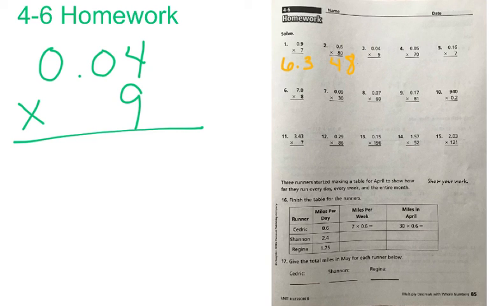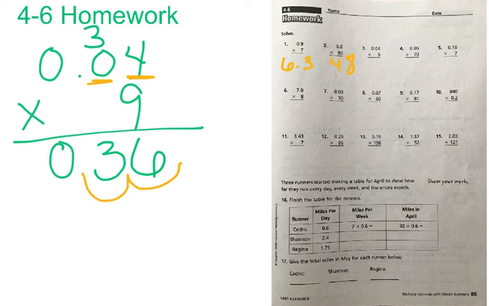Okay, I'm going to ignore the decimal for now. 9 times 4, 36. I'm going to put down my 6, carry my 3. 9 times 0 is equal to 0 plus 3 is equal to 3. And 9 times 0 is 0. Now, I need to go back and look how many numbers are to the right of the decimal. I have a 0 and a 4, so I have 2 numbers to the right of the decimal. Start with my decimal here. I'm going to shift 2 places. So my answer is going to be 0.36 or 36/100.